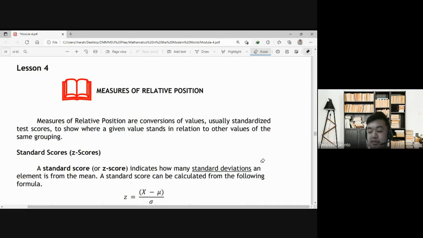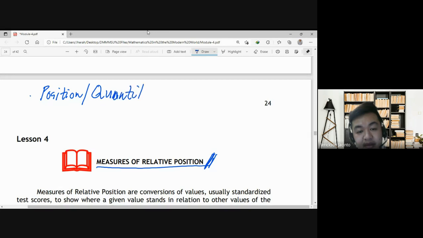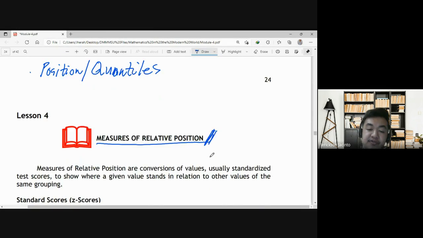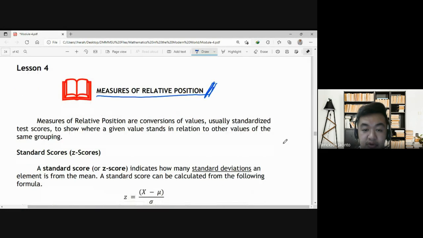Okay, yes, sir. Our Lesson 4 is all about measures of position or relative position. Back in junior high school, when we talked about position, it was measures of position or quantiles. But now our topic is measures of relative position, so there are a few additions.